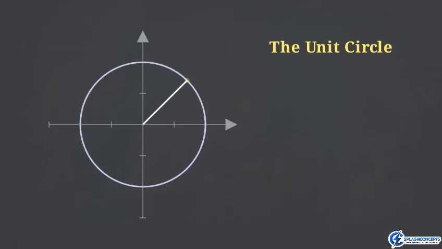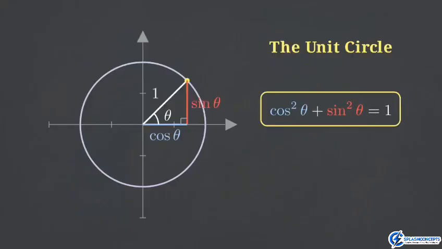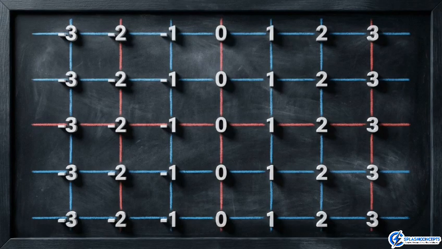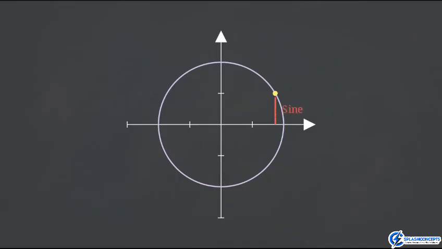Any point on this circle's edge drops down to form a right triangle with the x-axis. Because the hypotenuse is always 1, the square of the horizontal side plus the square of the vertical side must equal 1. This is how the Pythagorean theorem becomes our primary trigonometric identity. This architectural grid allows us to map and calculate complex mathematical positions with absolute precision, removing the need for geometric guesswork. The vertical y-coordinate is sine, and the horizontal x-coordinate is cosine.